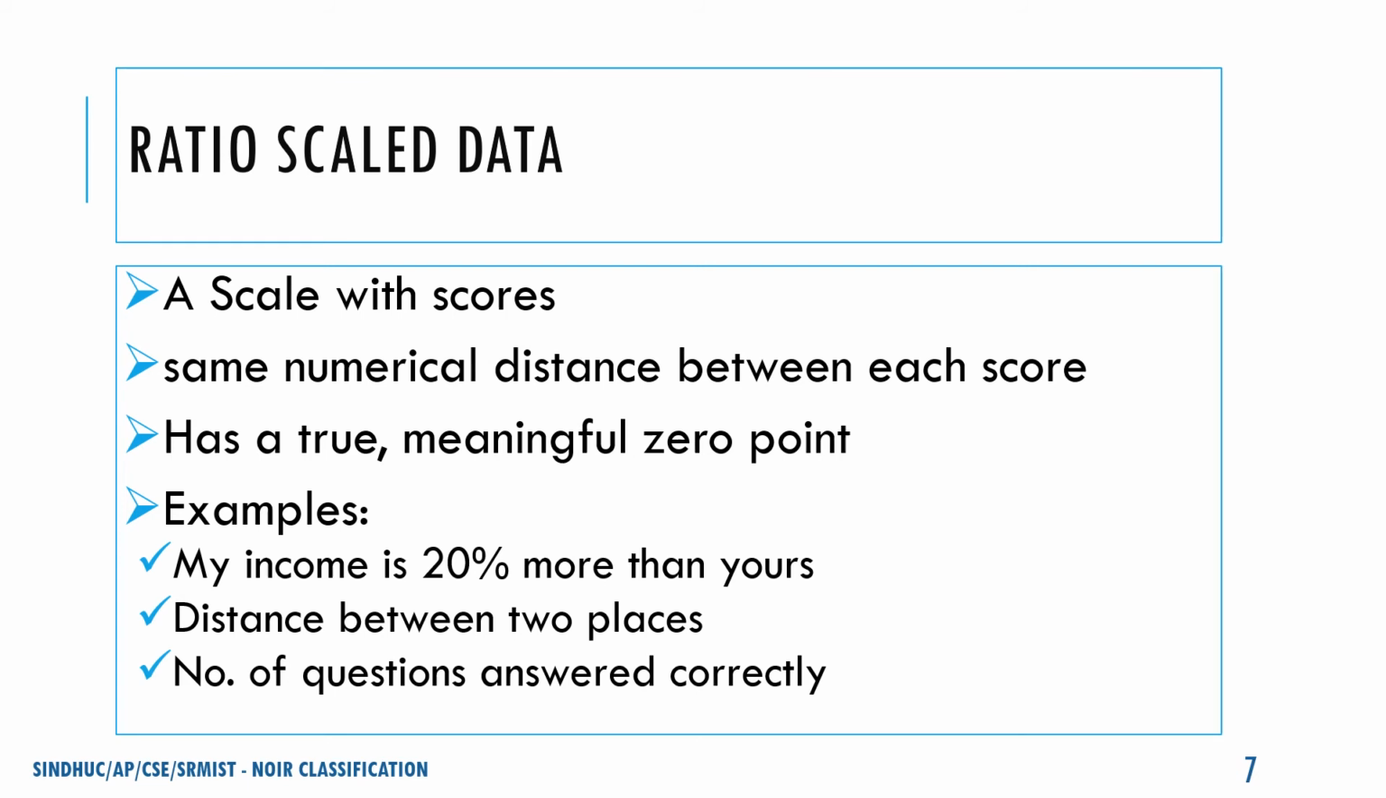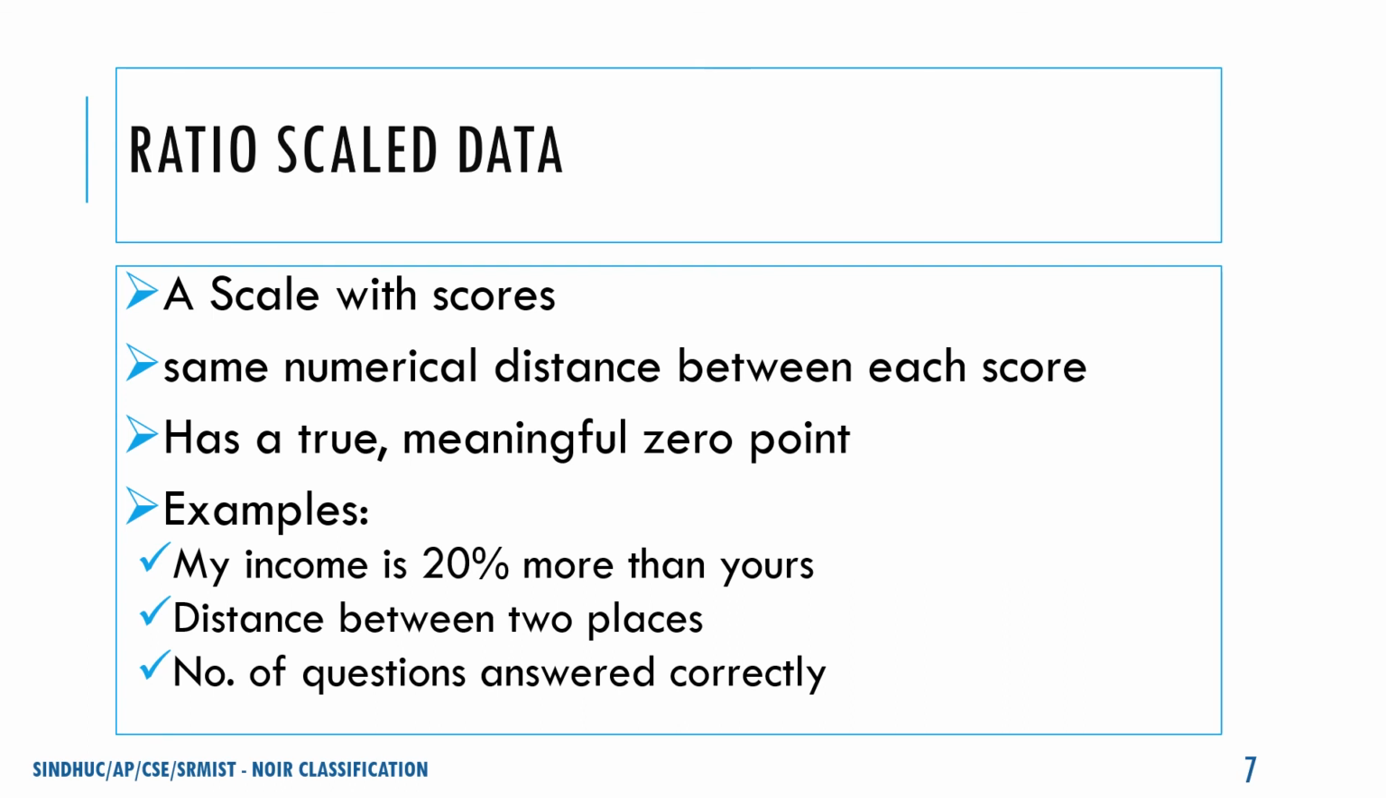The next one is ratio type of data. This kind of data needs a ratio scale to measure it, a scale with scores. Here also we have the same numerical distance between each and every score, and here it has a true meaningful 0 point. Let us take an example of income. If I say my income is 0, it exactly means there is 0 income. So here you have a true meaningful 0 point. And I can also use these numbers to compare. My income is 20% more than yours. So it is an exact number. And I can use the numbers to identify the distance between places as well, right? From this place to X place, this is the distance. And number of questions answered correctly: out of 20 questions, I have answered 5 correctly. These kinds of data come under the ratio scale.